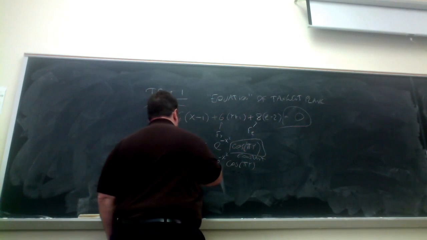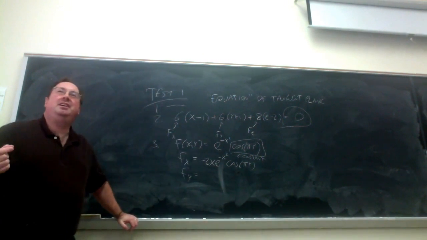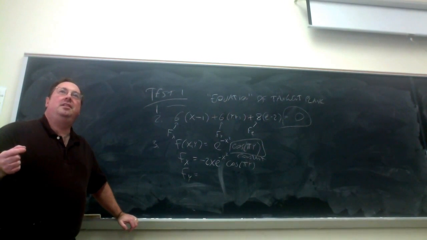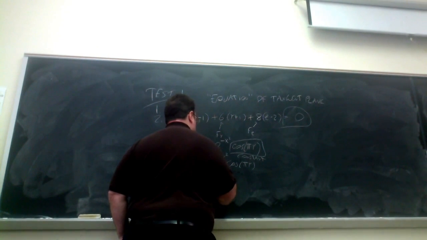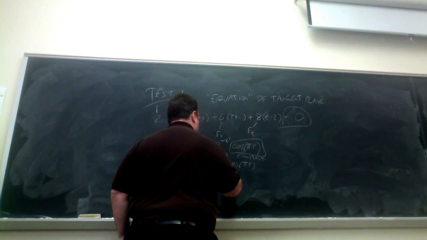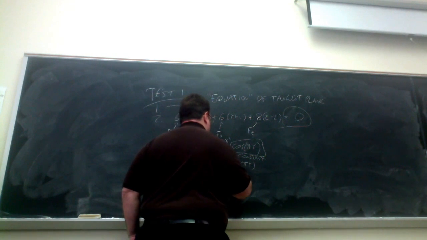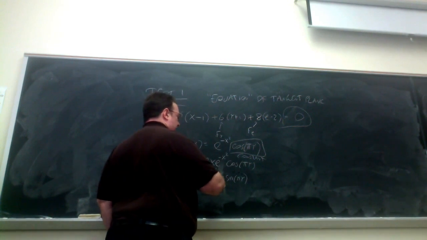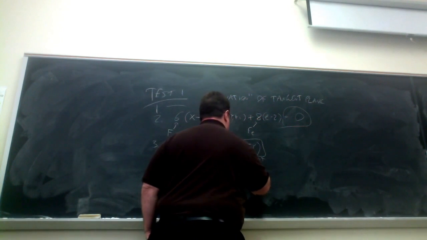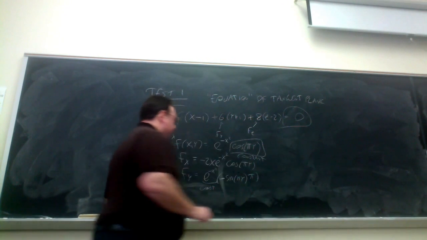So with that in mind, what should Fy be? E to the negative x squared. Yes, because that part is now the constant. Sine pi y. Yeah, minus. Okay, and then what's left? Times pi is the chain rule. Yeah. Okay.